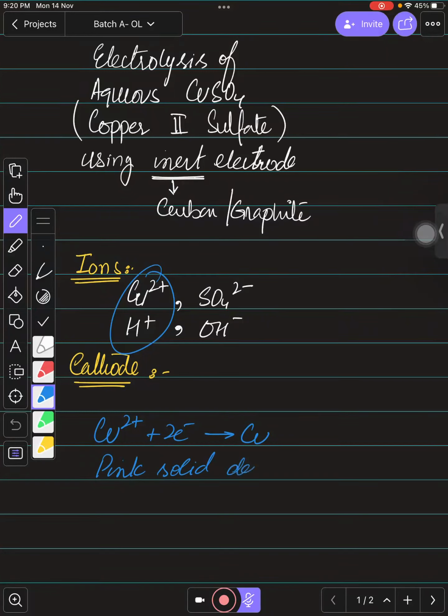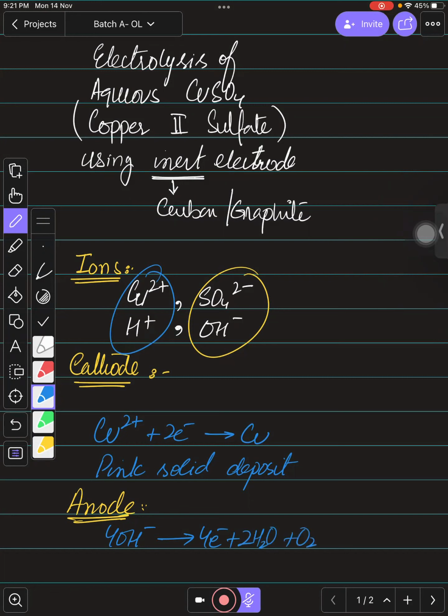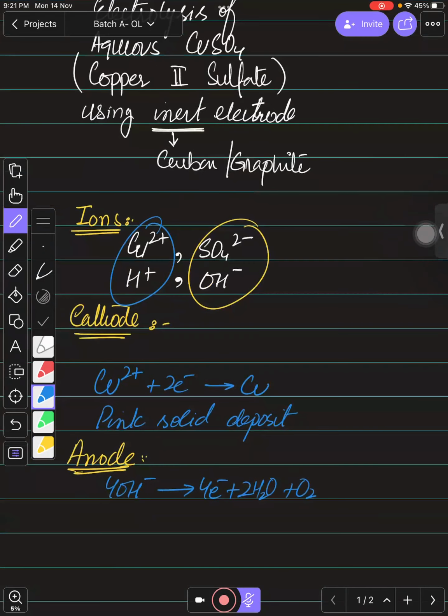If we talk about the anode, at the anode we have two ions over here, and you need to remember that one of them is sulfate and the other is hydroxide. Sulfate cannot be broken down, so hydroxide will form the product: it loses 4 electrons and forms 2 water molecules and oxygen gas. So oxygen is the gas forming at the anode, and the water will remain in the solution. So you can write the observation for oxygen gas: bubbles of colorless gas. You don't need to write the name, right?